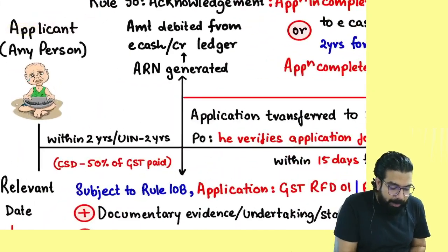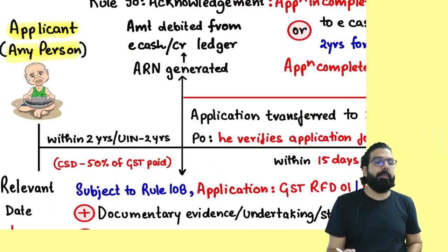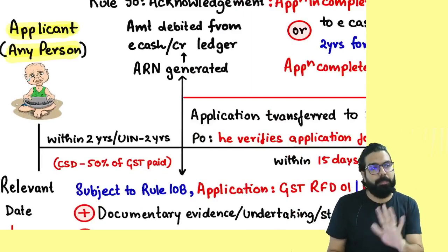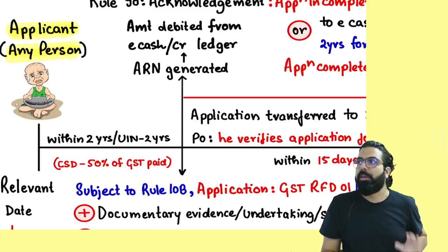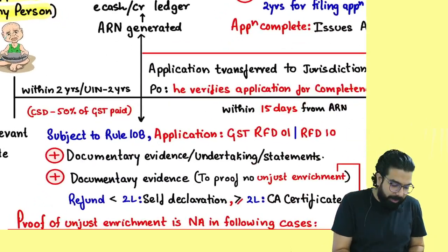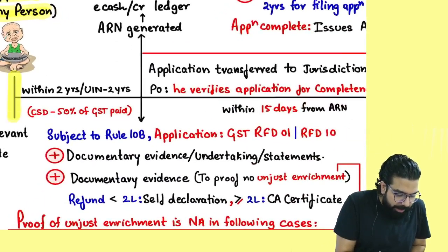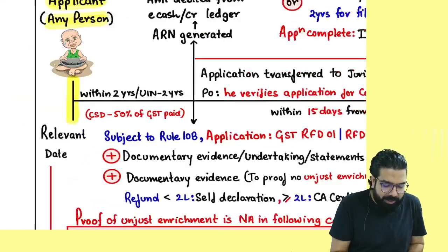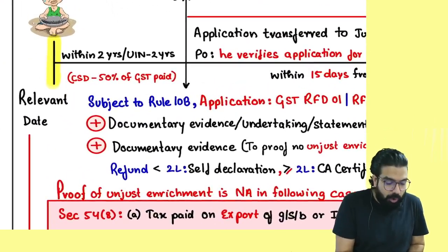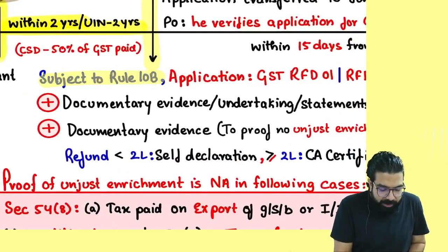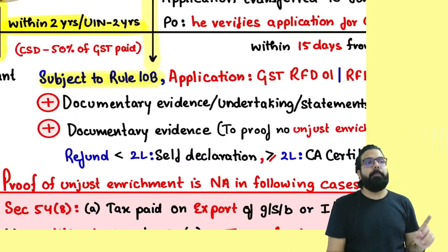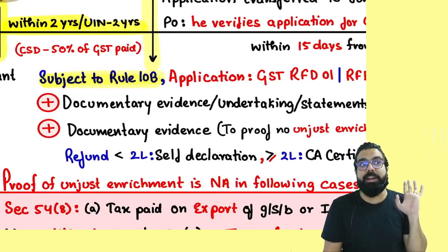Everyone over here, applicant: any person can apply for refund. Any person, whether you are a supplier or a recipient, who has borne the burden, can apply for the refund. Remember, if you are applying for the refund, first of all, listen, within how much time do you have to apply, everyone? 2 years. Refund is always subject to rule number 10B. 10B says your Aadhaar authentication must be done.